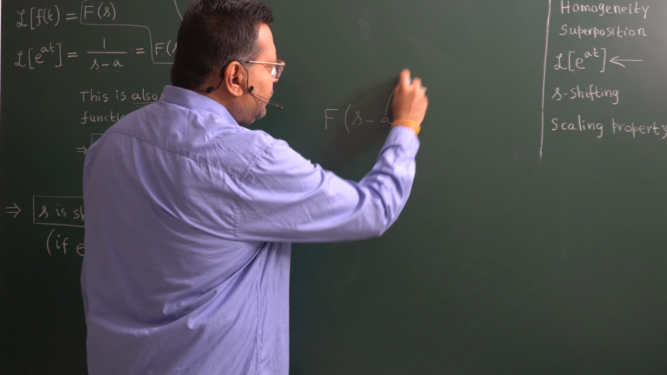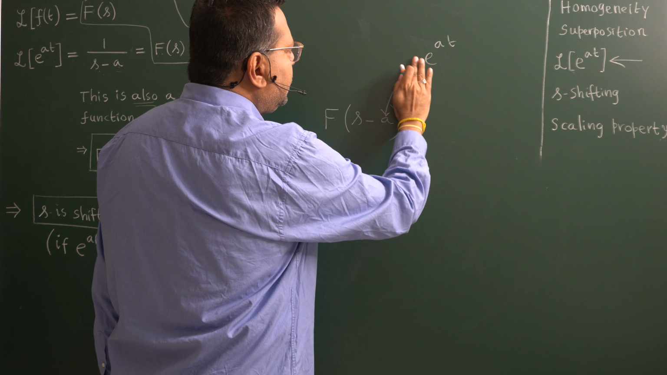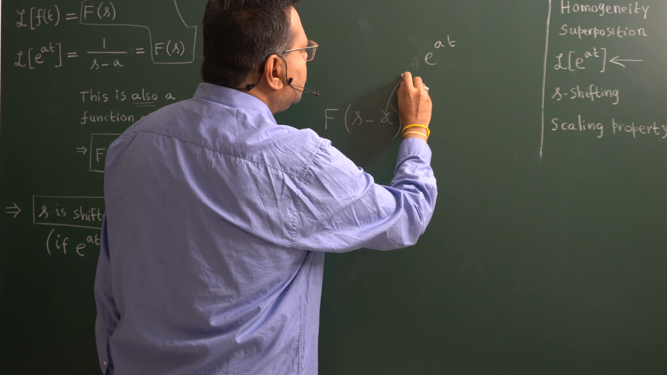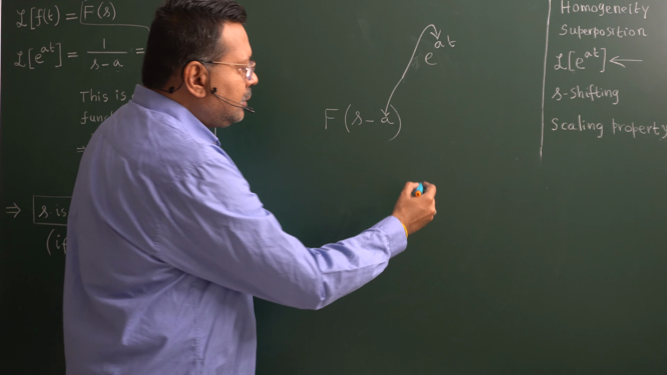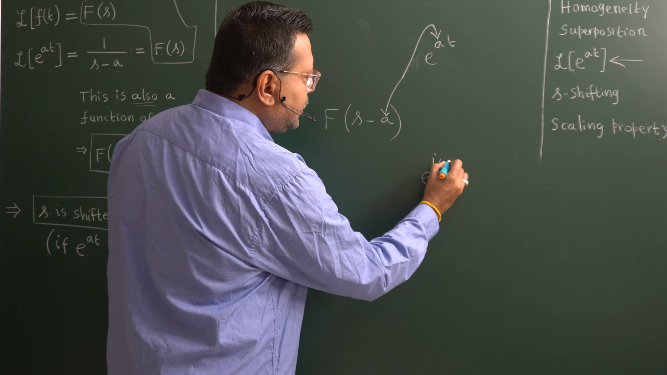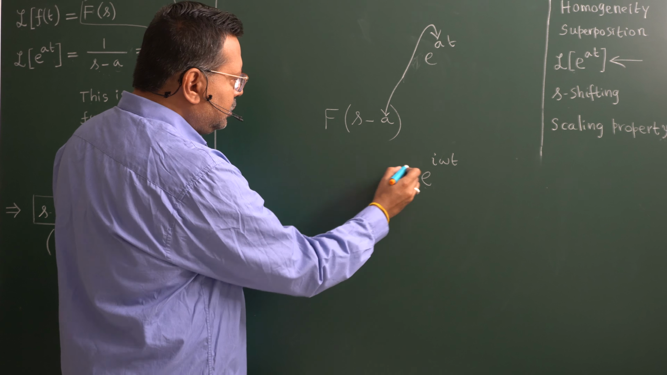And this a, where does it come from? This a comes from e to the power of at. So actually that's the a that you have here. So that a is exactly coming over there. So in case I am going to do it for e to the power of i omega t like that, then you have to write that this will be converted like this, f of s minus, you put this i omega here.